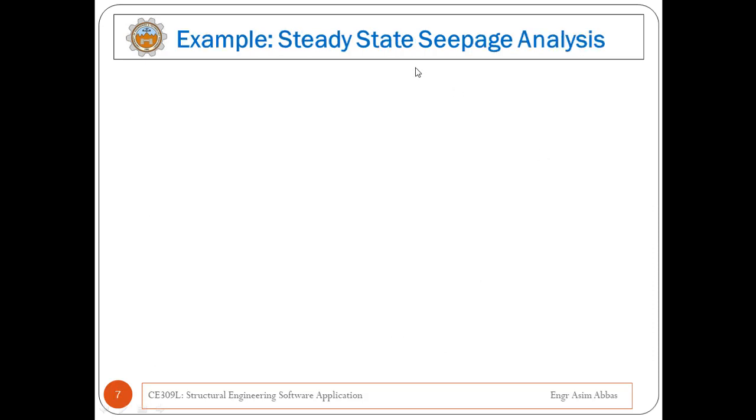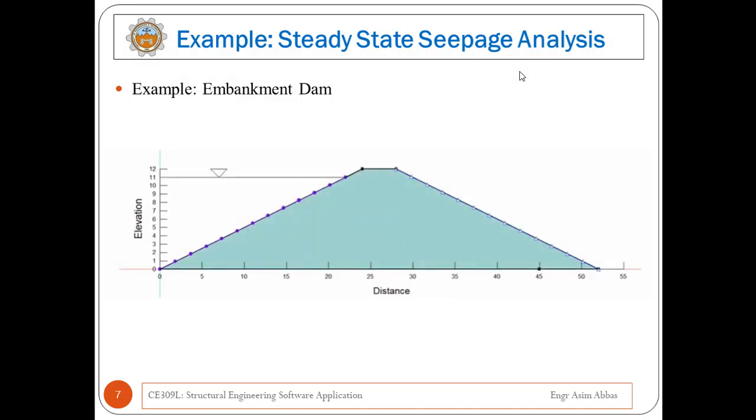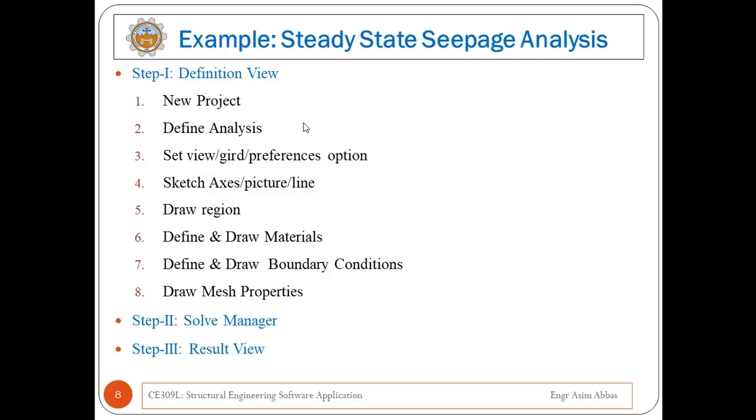Now, example on steady-state seepage analysis. I will consider the embankment dam example given in this slide, right? And I will perform the steady-state seepage analysis through this embankment dam by using the Seep feature of GeoStudio.